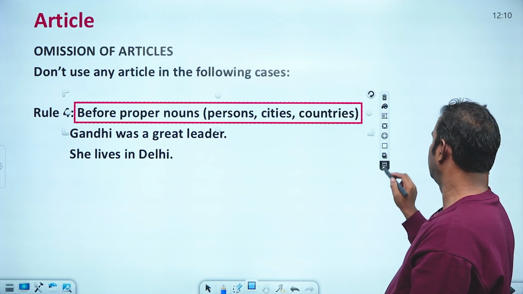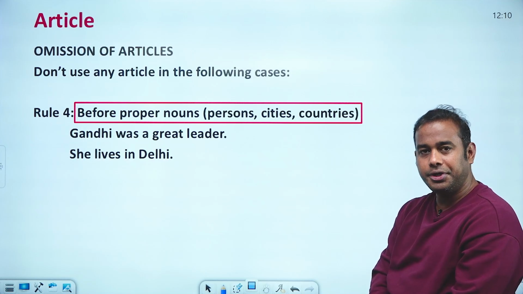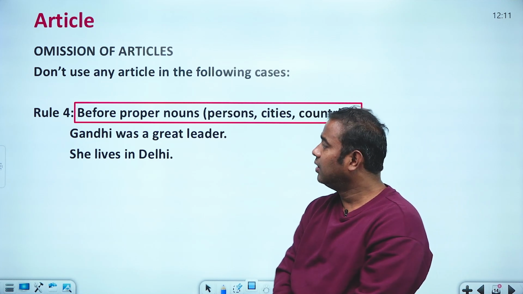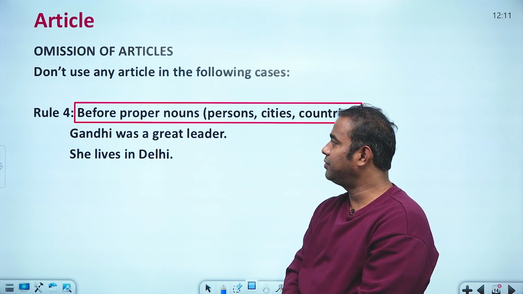Okay, so before any proper nouns, there is also no need to use articles. So Gandhi was a great leader. How many Gandhis do you have? You have only one Gandhi. So that's the reason why we do not use the article.